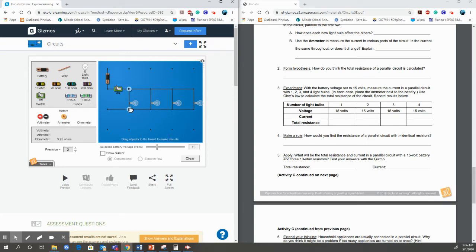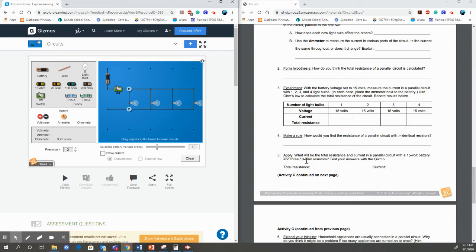3.75. Now if we go on each, 3.75. Let's move this up here. 3.75, 3.75, 3.75. So our ohms seem to stay the same no matter where I put this. 3.75. So how do you find the resistance of a parallel circuit with n identical resistors? So any number of identical resistors. What do you think?